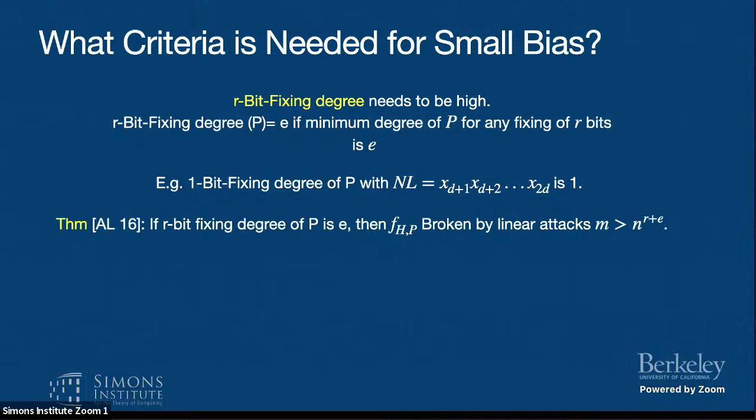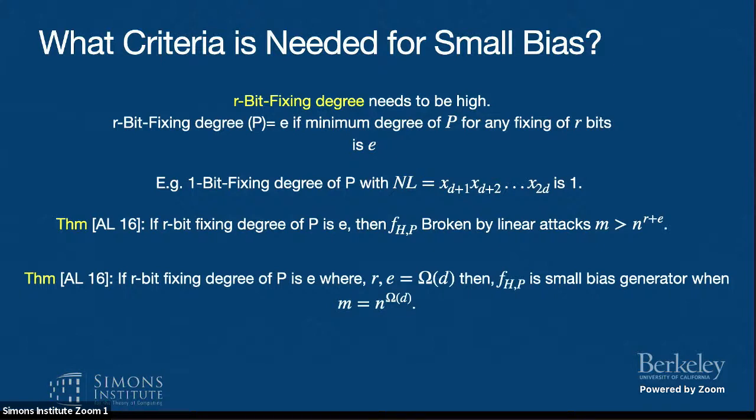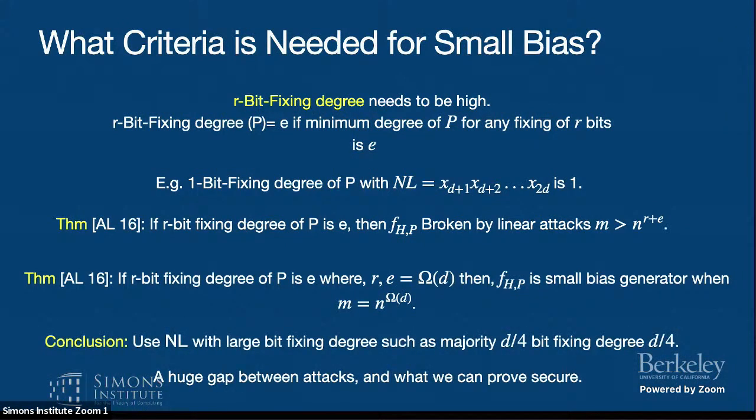So what AL showed is that if the r-bit fixing degree of predicate P is e, then it's broken when the number of output bits grows more than n to the r plus e. It's just the same idea. But what's so nice is that they showed that this is also sufficient, in the sense that if the r-bit fixing degree of P is e, where both r and e are large, then you indeed get a small bias generator supporting n to the constant times d. So as a conclusion, all you need to do is choose a nonlinear predicate with a large bit fixing degree, and you can choose majority for your nonlinear term, which has d by 4 bit fixing degree of d by 4.